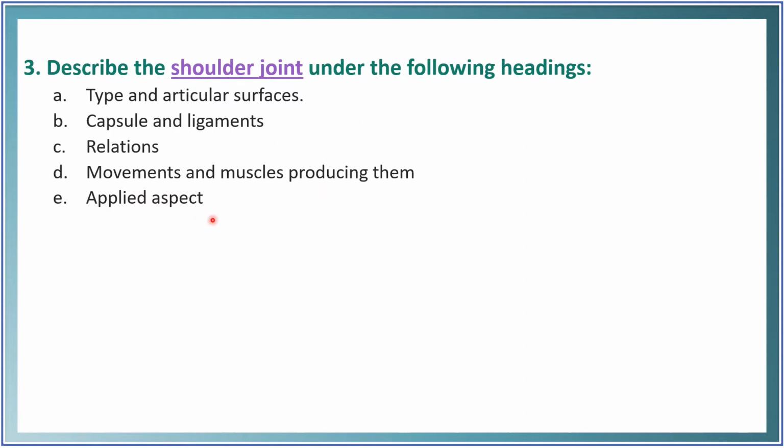Then about the applied aspect, only write if it is asked, right? So in this case, you can write about dislocation of the shoulder joint, frozen shoulder and so on. 2-3 applied aspects you can mention, right? Now diagram here, depending upon what has been asked, according to that you can draw the diagram. You can draw about the articular surfaces with capsule and ligaments, and then if relations are asked, then you can draw a diagram of relations. Here in applied aspect, you can draw a diagram of dislocation and show the structures which may get affected by it. Let us look at the fourth question now.